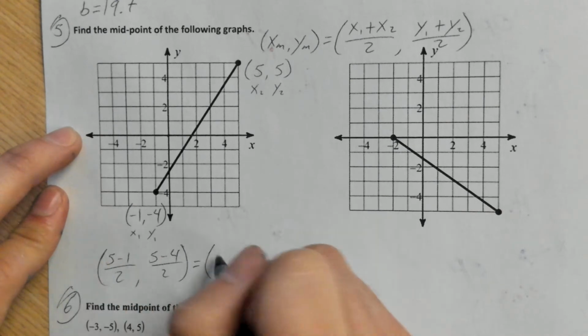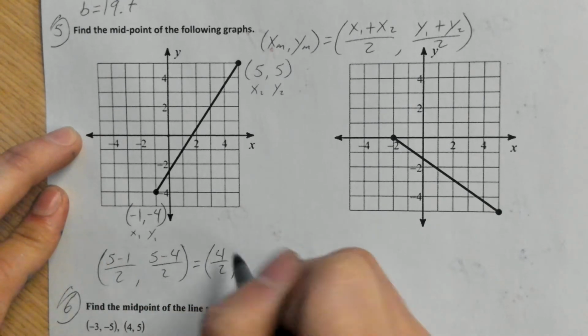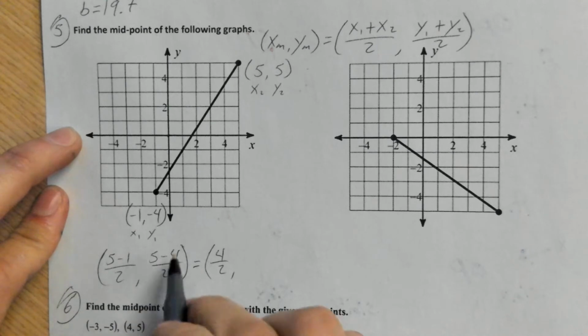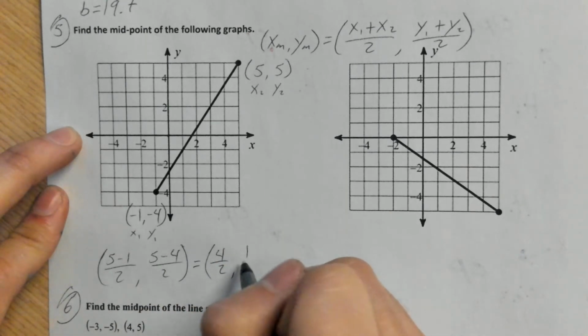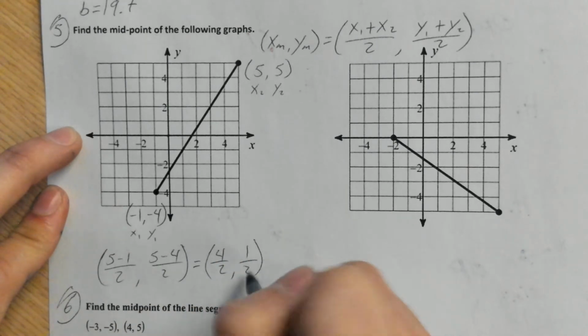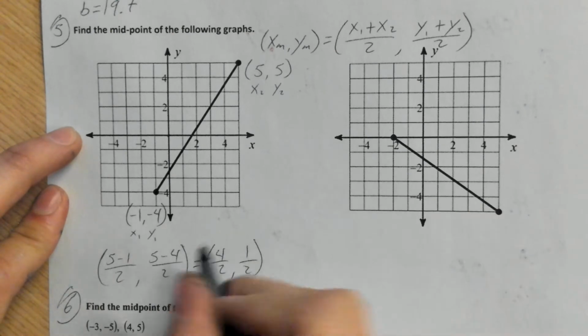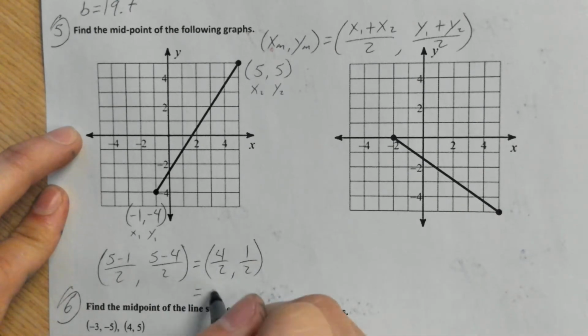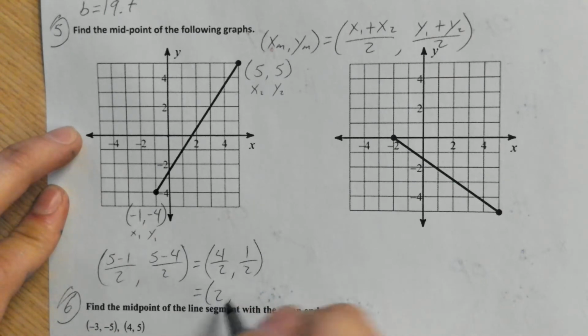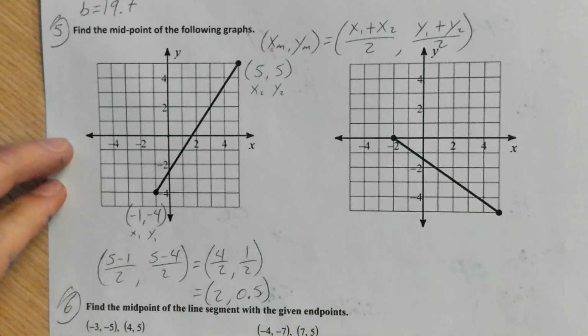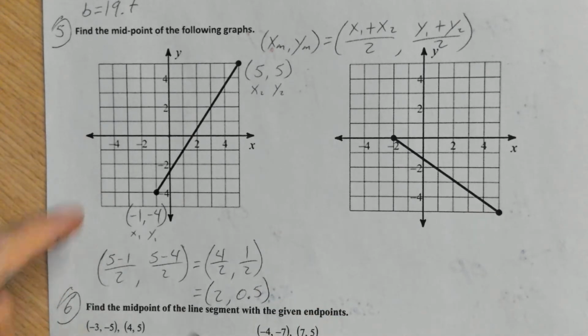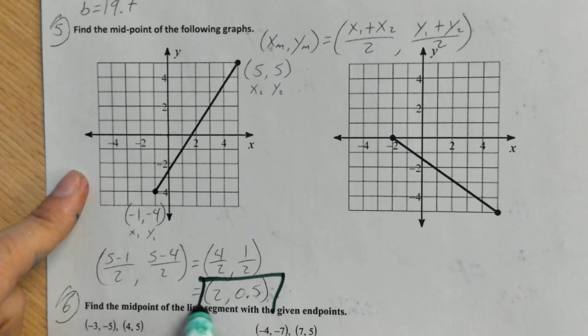So let's simplify this. 5 minus 1, that's going to give me 4 divided by 2. Now 5 minus 4, that's going to give me 1 divided by 2. So these are my coordinates. I do want to simplify them all the time. 4 divided by 2, that's going to give me 2. And then 1/2, well, that's just 0.5. So this is my final answer.